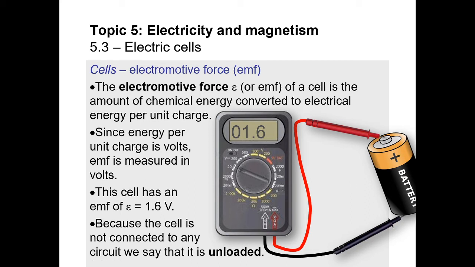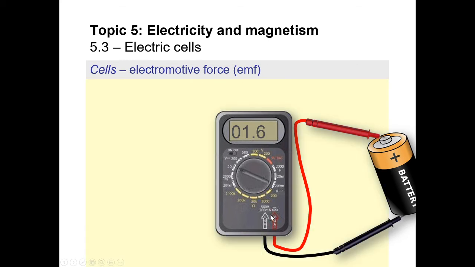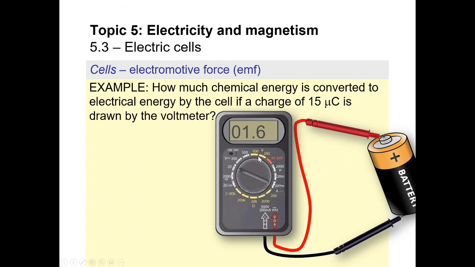Another word for component is load, right? So this would be your light, your fan, your speaker, your motor, whatever it is that is connected to your circuit. So that was an unloaded circuit. All right, let's try this example. How much chemical energy is converted to electrical energy by the cell if a charge of 15 microcoulombs is drawn by the voltmeter? All right, so we're looking for the amount of chemical energy converted to electric energy.